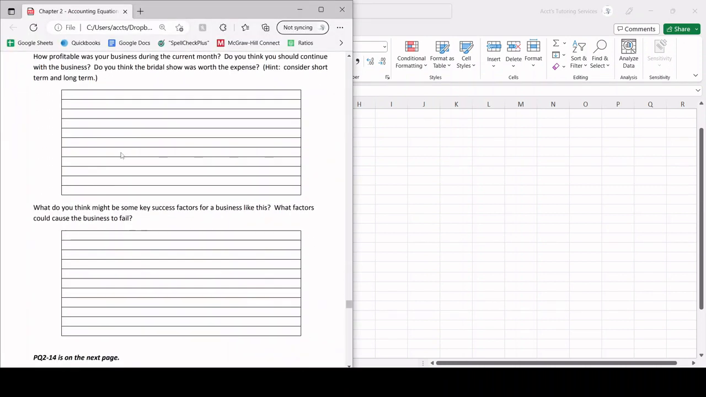What do you think might be some key success factors for a business like this? What factors could cause a business to fail? That's a very good question. So obviously key success factors are quality of the pictures, the prices you have compared to other businesses within the industry, and obviously your creativity with how you take the pictures and all that stuff. The factors that may cause the business to fail are your prices are way too high, you're not flexible with what the customers want, and your inability to build long-lasting relationships and poor quality of the photos.